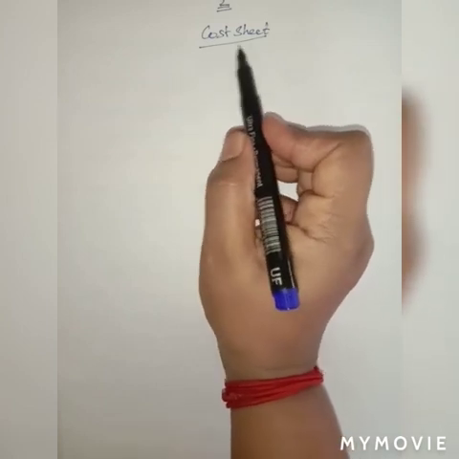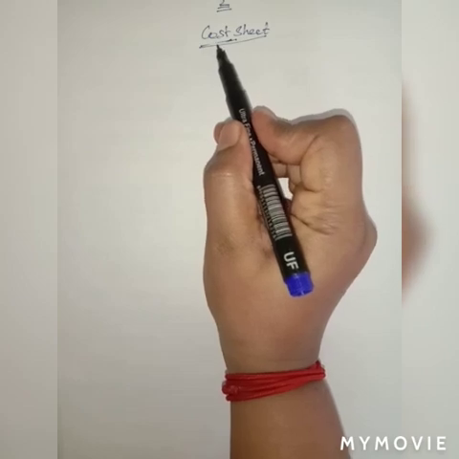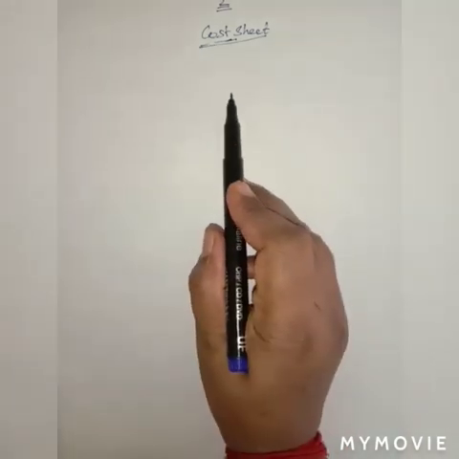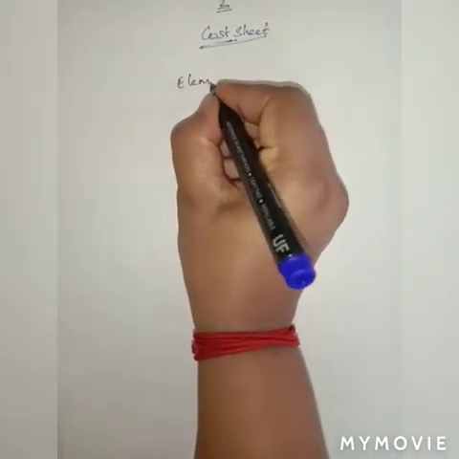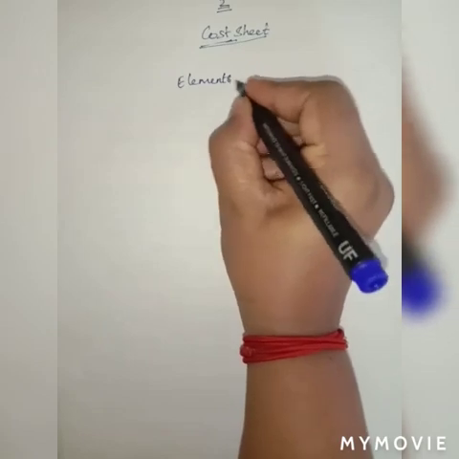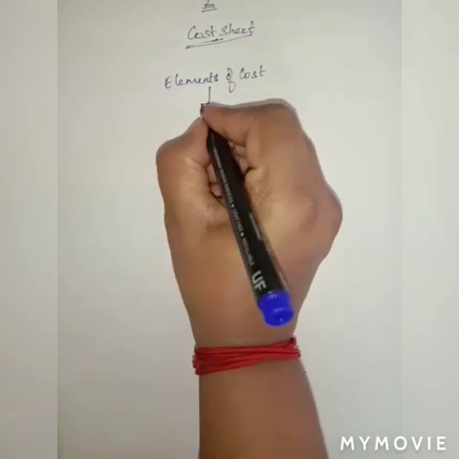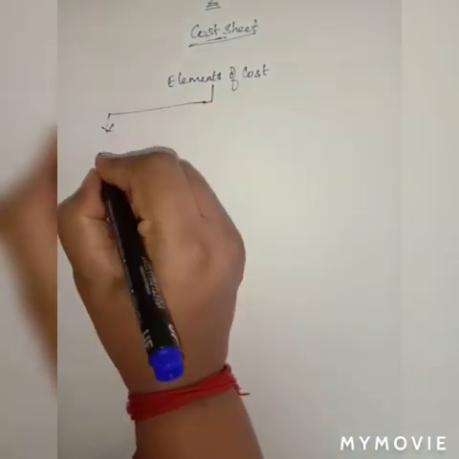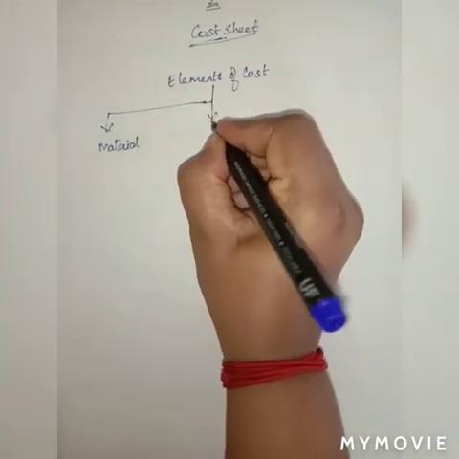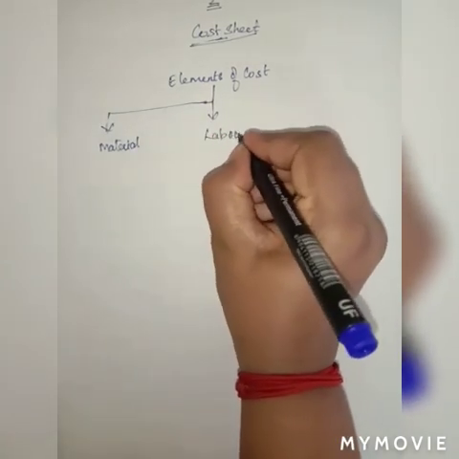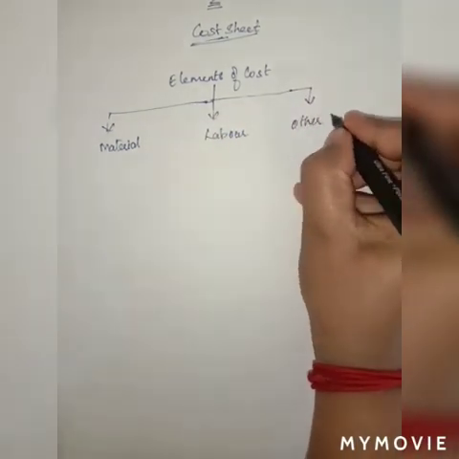Before moving into cost sheet, we need to know what is cost. Cost is the expense which is required to be made to make a particular product or to do a particular activity. And this particular cost can be divided into various types which we call elements of cost. These elements of cost can be material, labor, or other expenses which are related to this.